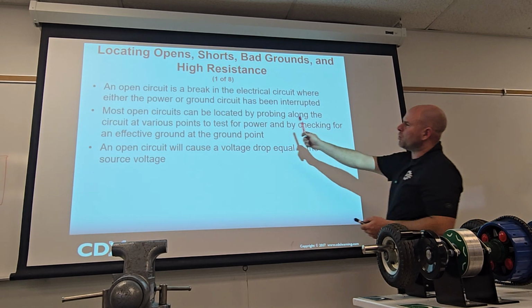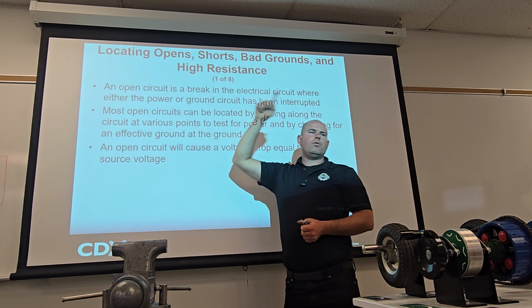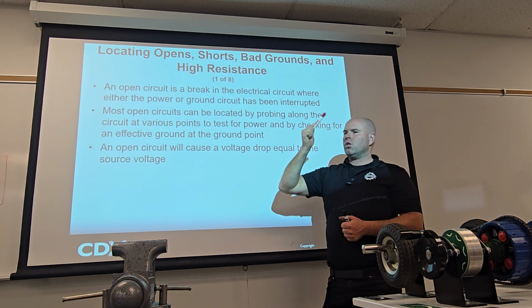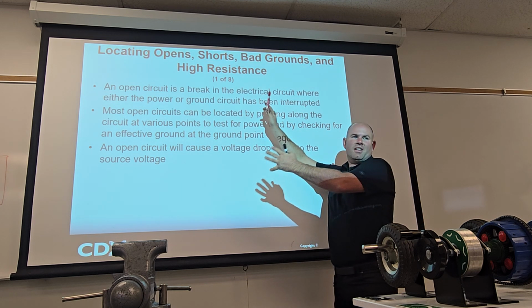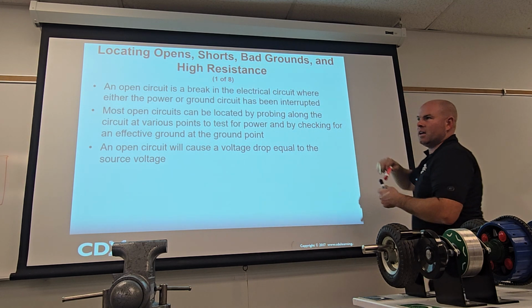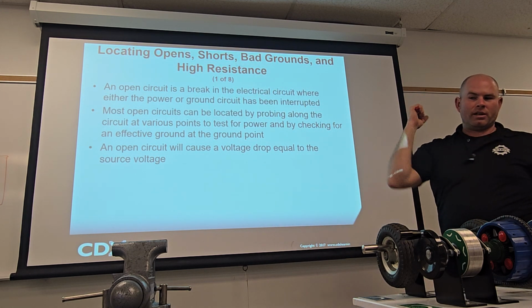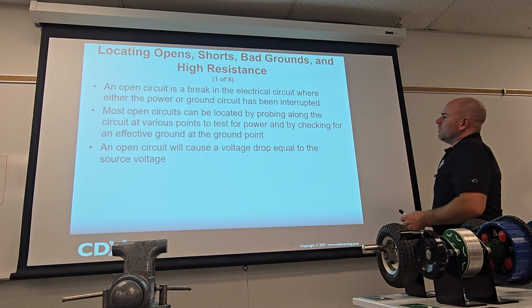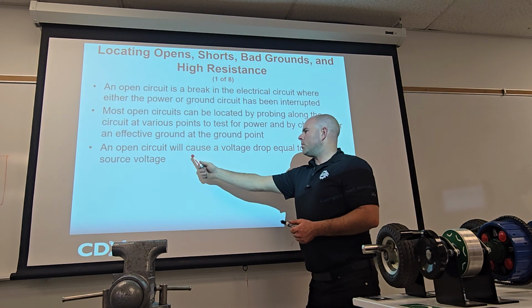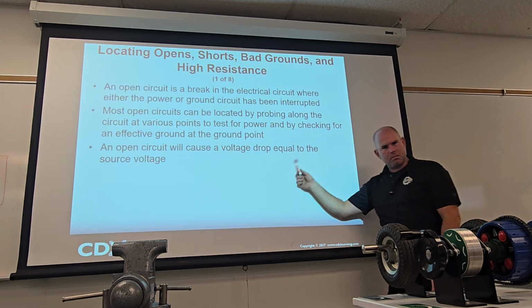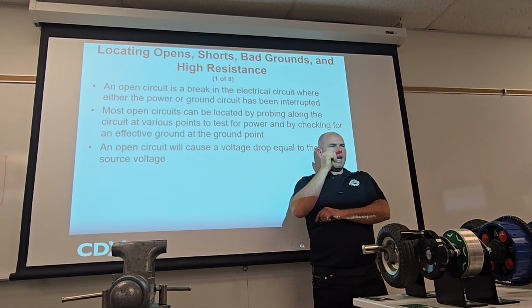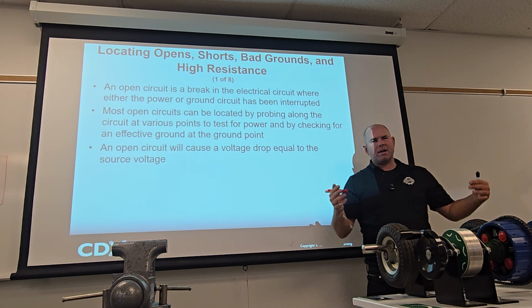Now the various test points, we got a big lesson on that. You do not go stabbing that wire all the way down the line saying, well, that's what it said. That's not what it's saying. We're going to probe it at connectors. We're not going to probe it through the insulation. Okay, and then an open circuit will cause a voltage drop equal to the source. Now what the heck does that mean? Reword this for me. How do you know it's an open and not a high resistance?